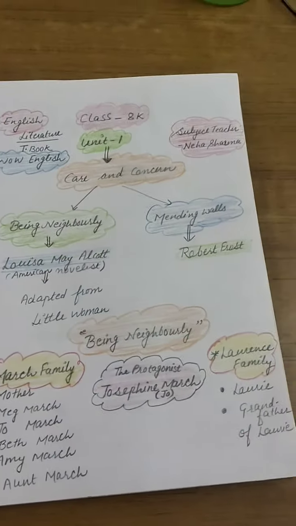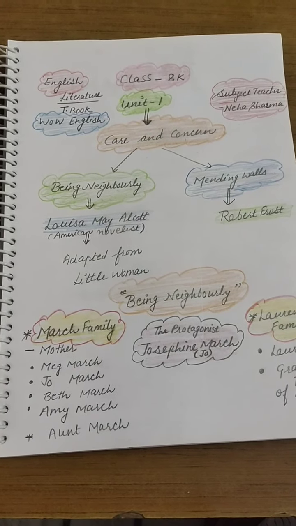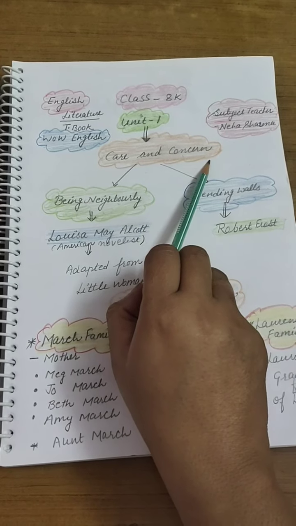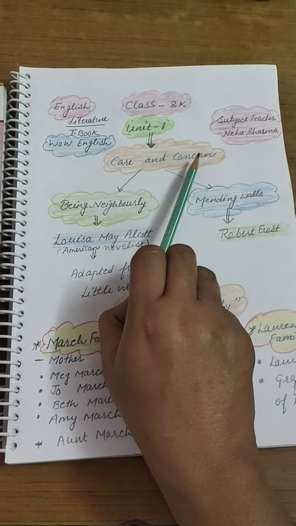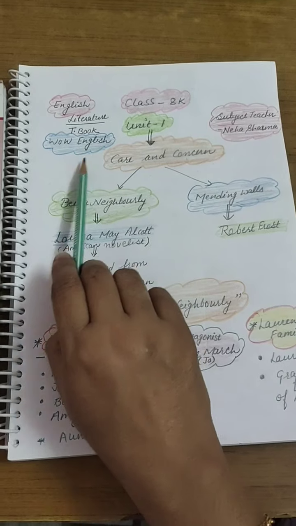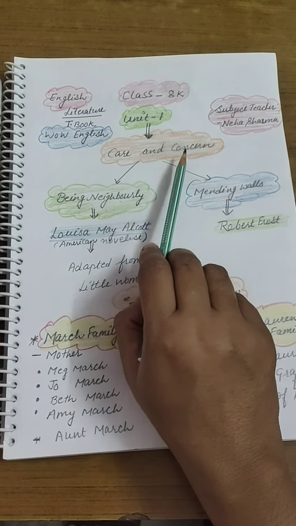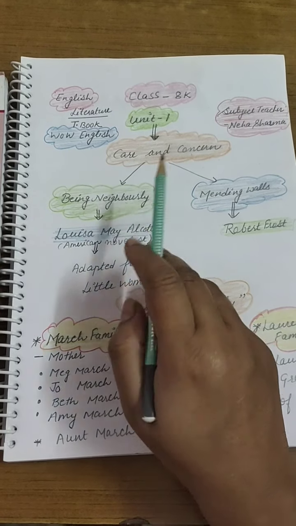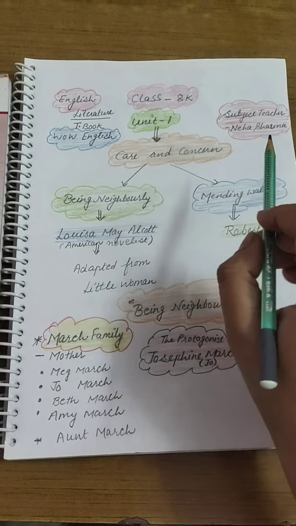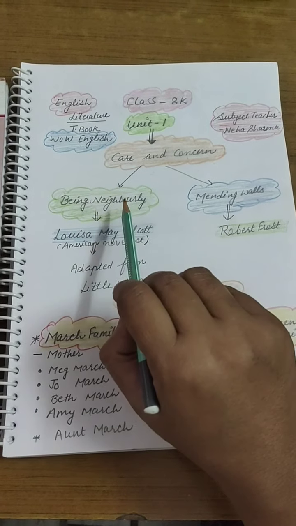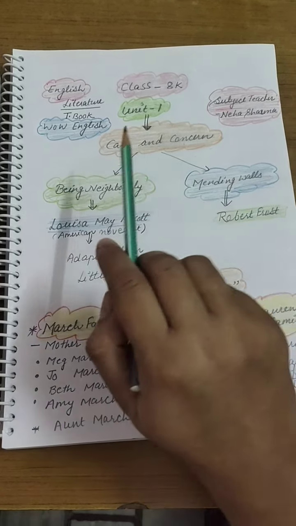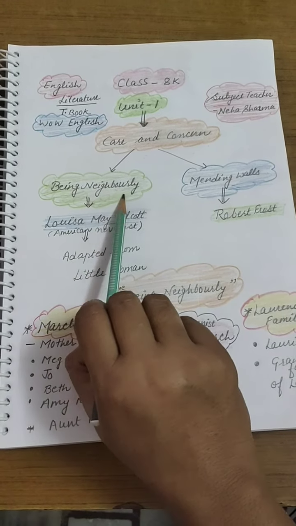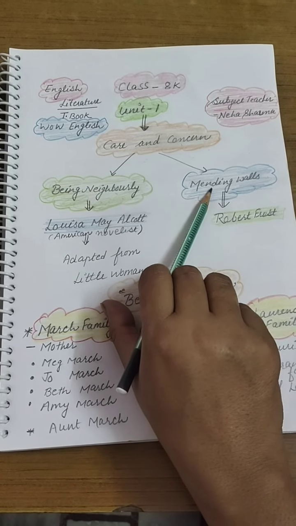So dear students, as we are going to start unit number 1 of this book, that unit number 1 of this book is Care and Concern. This is the first unit of your textbook VIII English. This unit number 1, Care and Concern, is having 2 sections. Almost every unit, we have 10 units in all in this book, and in all units there is one story and one poem. So first unit, Care and Concern, is having a story, Being Neighbourly, and the poem Mending Wall.